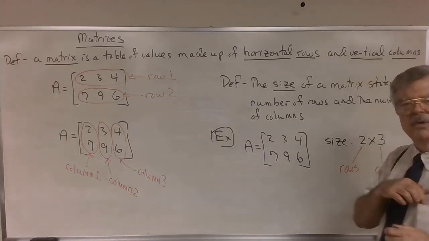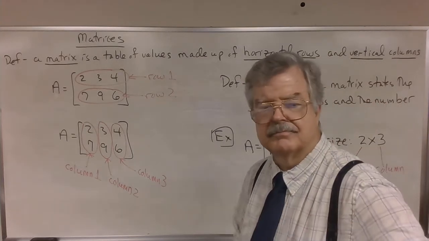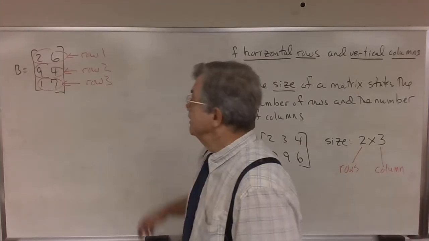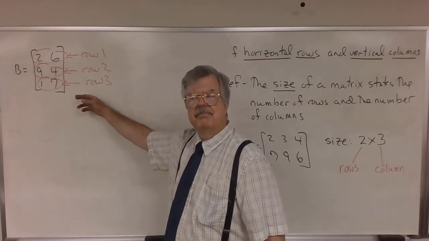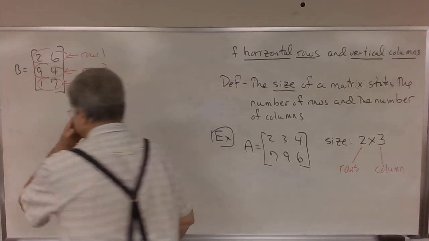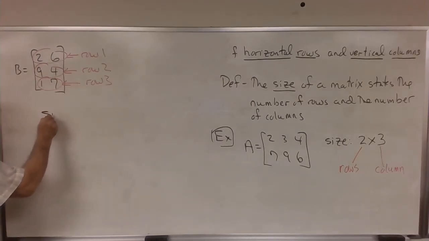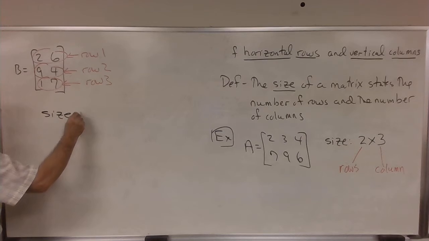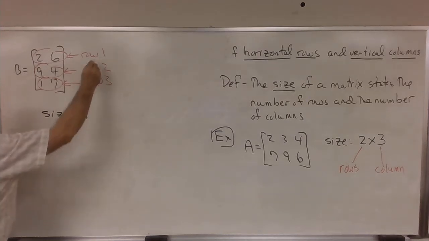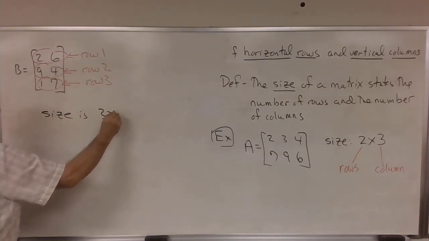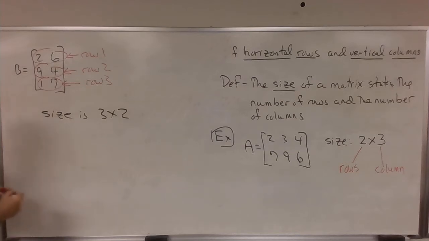Let's look at a few more examples. Let's take a look at the matrix B here. We have 3 horizontal rows and 2 columns. So the size is rows first, 3 by 2. That's the size.